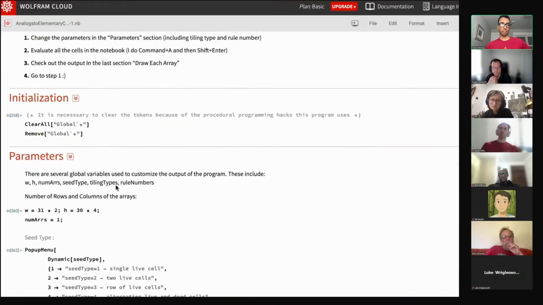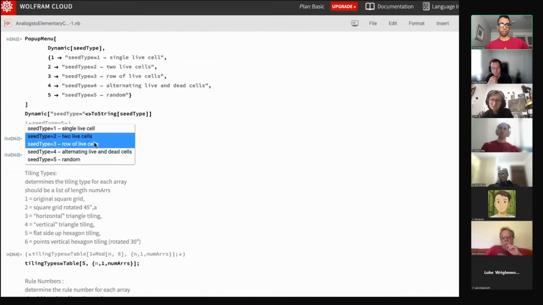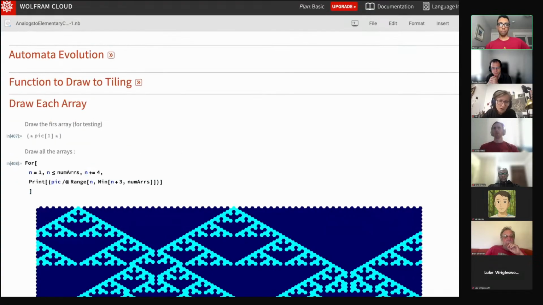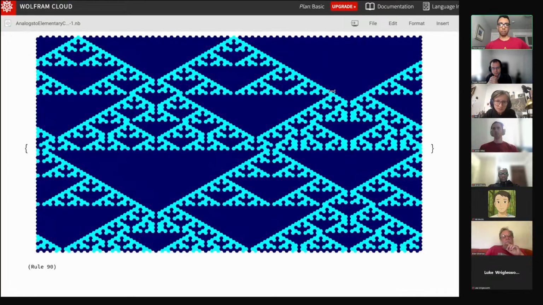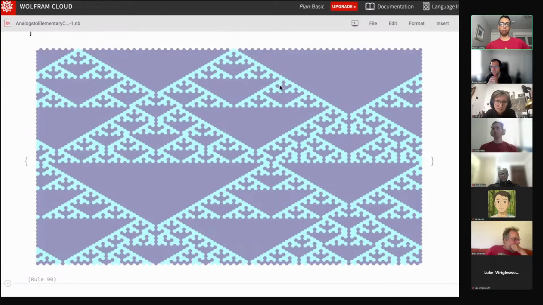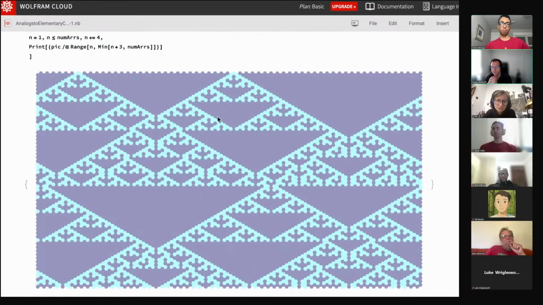So if I say single cell initial conditions, and then we'll check out rule 86. You can kind of see the lines of this one Sierpinski triangle. Okay, the periodic boundary conditions are making things a little more confusing here than they should be. But it's just two Sierpinski triangles overlapping, and when they overlap, it's basically the XOR of the two Sierpinski triangles.